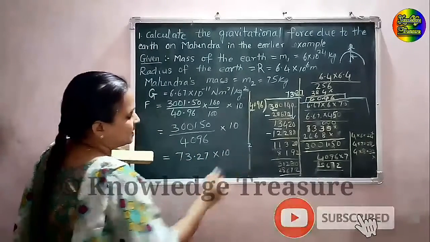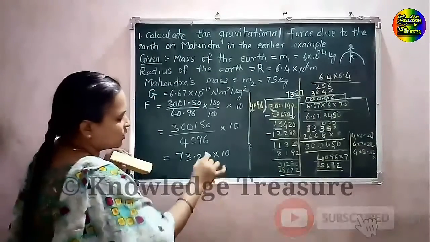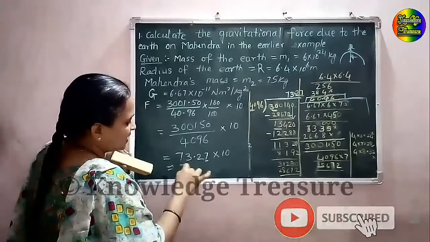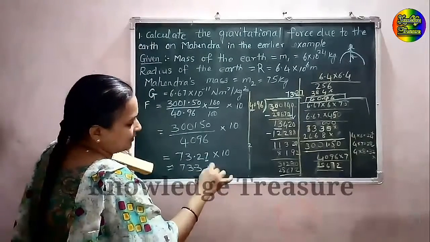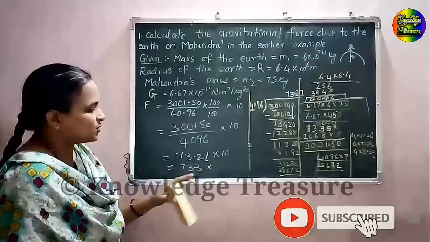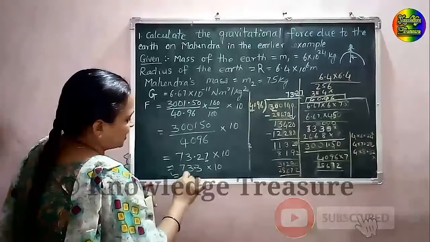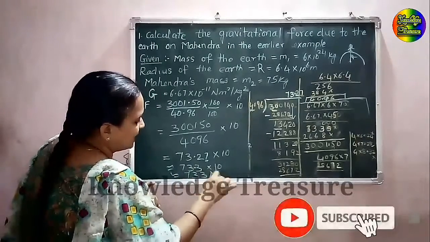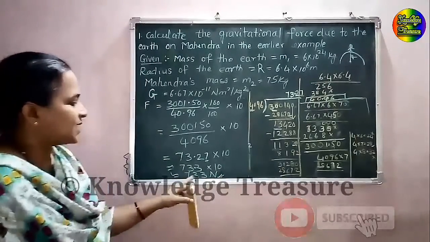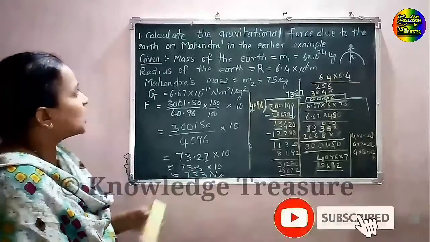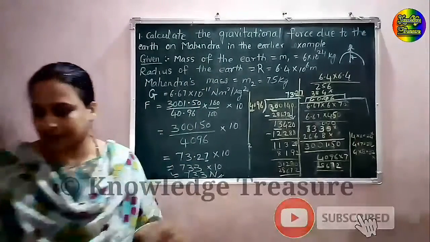73.27 into 10. Since this is greater than 5, you can write this as 73.3. Whenever you are writing only one digit, you can write like this, 73.3 into 10. Or you can write 733 Newton. The unit of force is Newton. So you are writing this as 733 Newton. This is the gravitational force due to the earth on Mahindra.